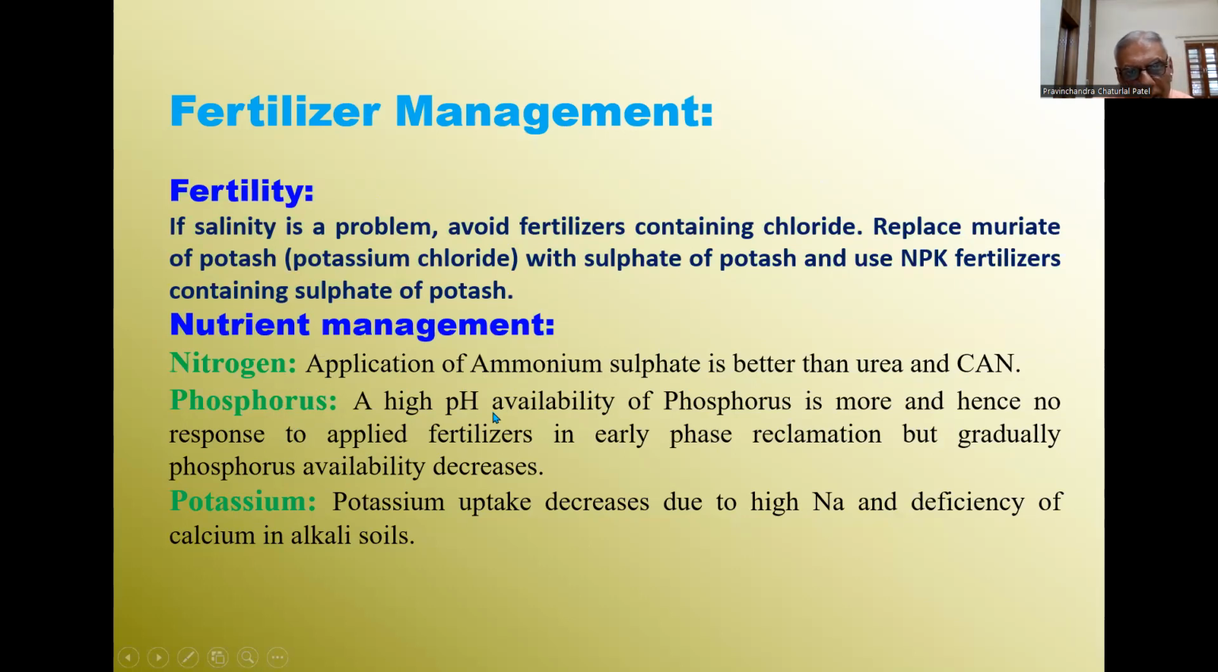Phosphorus: at high pH, the availability of phosphorus is more, and hence there is no response to applied fertilizer in the early phase. But gradually phosphorus availability decreases. Potassium uptake decreases due to high sodium and deficiency of calcium in alkali soil.